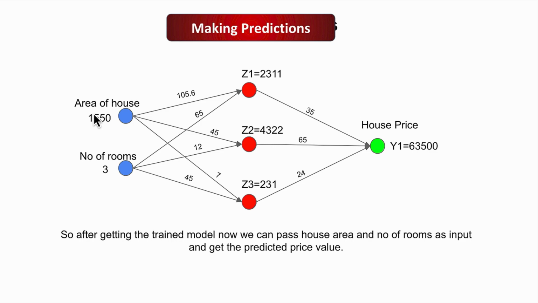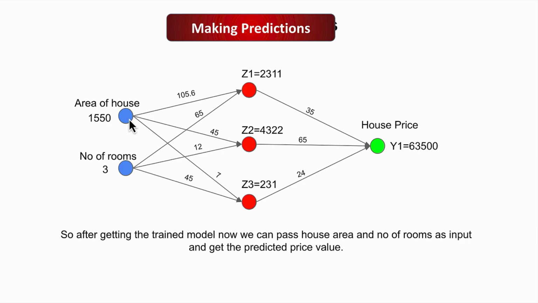So we are going to pass his area and the number of rooms here, and then using those formulas the values for z1, z2 and z3 will be calculated. And after that, applying the same formula but using these new weights, we are going to calculate the value for y1, and that will be the predicted value of this house price. So that is how a deep learning model is trained using a neural network. Or that's how a simple neural network looks.